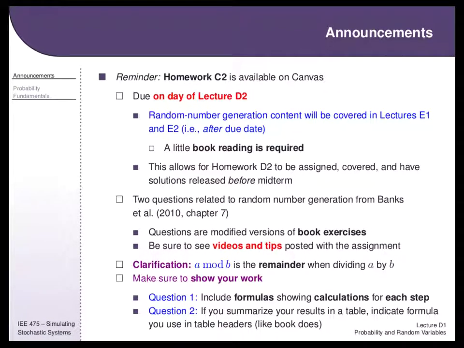Otherwise, homework C2 is available, so there are going to be 2 homeworks before the midterm, C2 and D2. C2 is 2 questions: generating some random numbers in one and testing for randomness in the other. A bunch of people have already submitted this one. I think it's relatively straightforward.